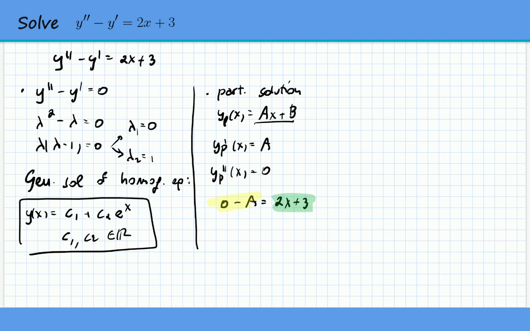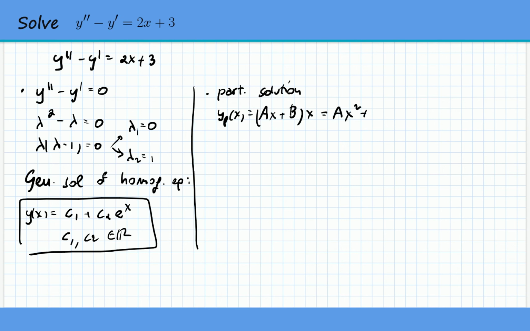So in this case, we need to multiply by x. So take this polynomial and multiply it by x, therefore obtaining ax squared plus bx as your particular solution. And now let's try with this. The first derivative is now 2ax plus b, and the second derivative is 2a.